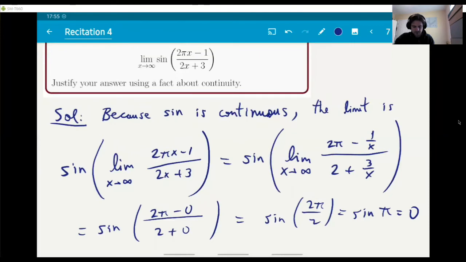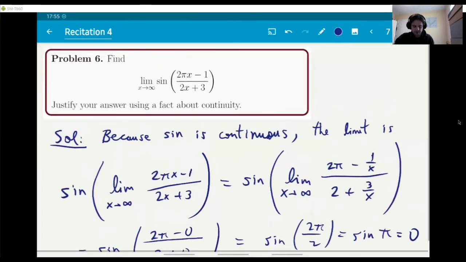How do you think about this? Really, you just had an expression inside of sine. That expression was going to pi. That means when you take sine of that expression, it should be going to sine of pi. That's the meaning of continuity of sine. And sine of pi is 0.